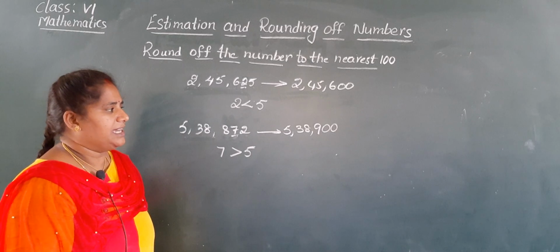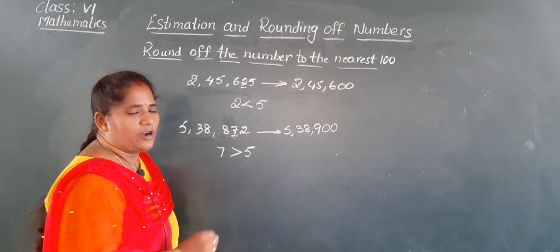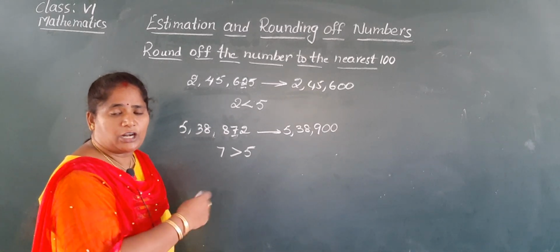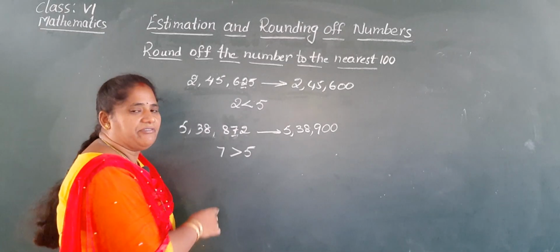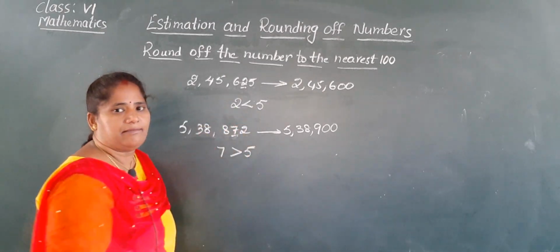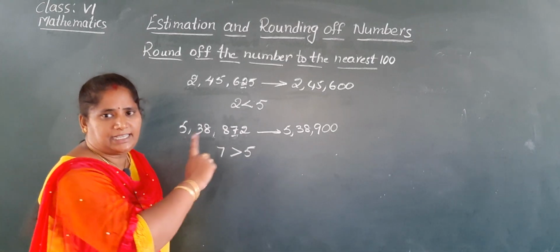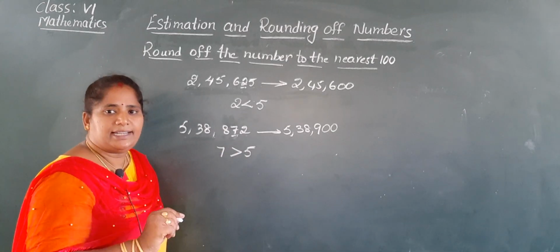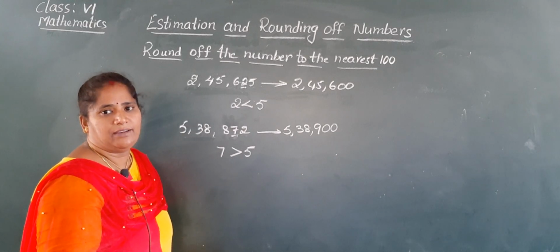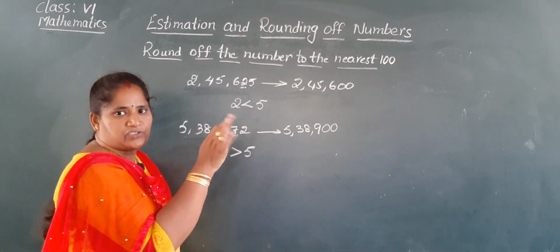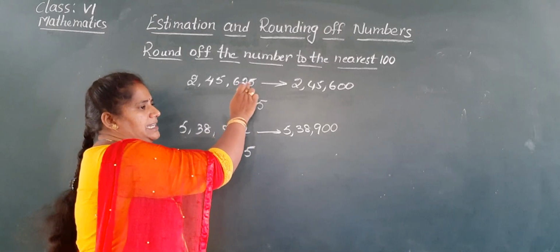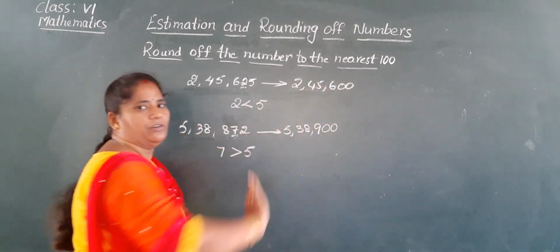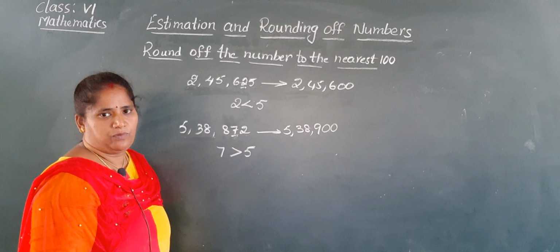Okay. See, my dear children, keep these points in your mind, then we can round off the numbers easily. To round off the given number to the nearest 100, just look at the digit in the tens place. If the digit is less than 5, the hundreds place is not changed. As it is we will write, and the tens and units places become zeros. This is rule number 1.